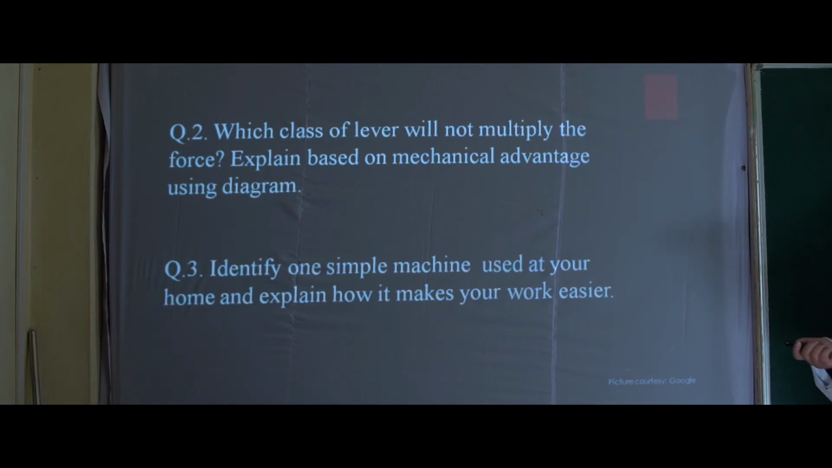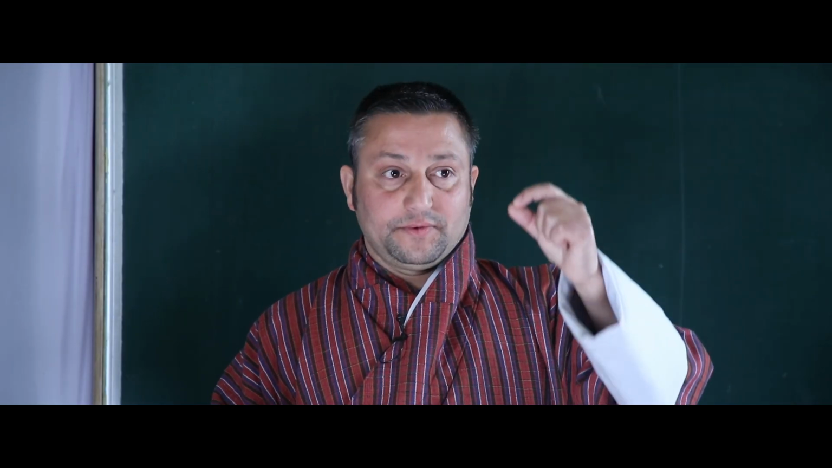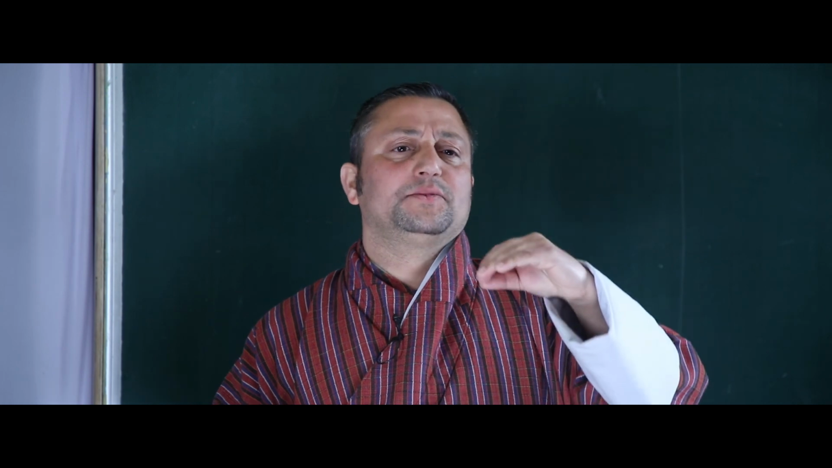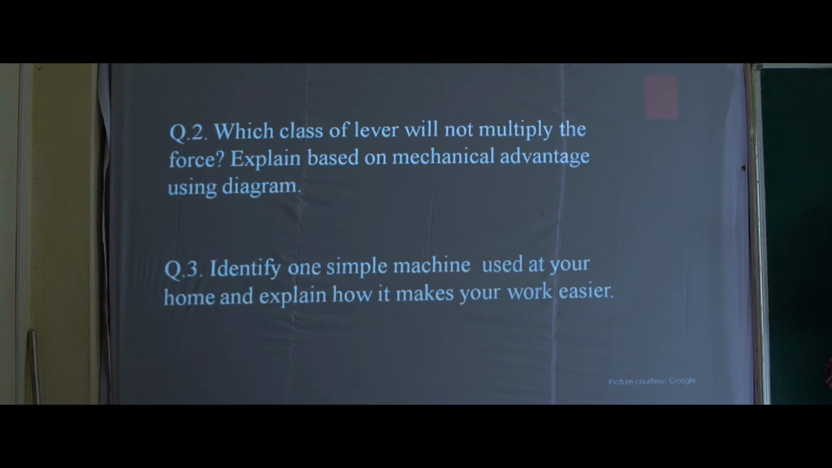Which class of lever will not multiply the force? Explain based on mechanical advantage using a diagram. We have 3 classes of lever: first class, second class, third class, and we have seen how we can find the mechanical advantage. And we have also learned, if the mechanical advantage is more than 1, what? If it is equal to 1, what? If it is less than 1, what? We have learned that. So you use that knowledge and find out which class of lever will not multiply the force. You can use the diagram, you can use the concept of mechanical advantage.